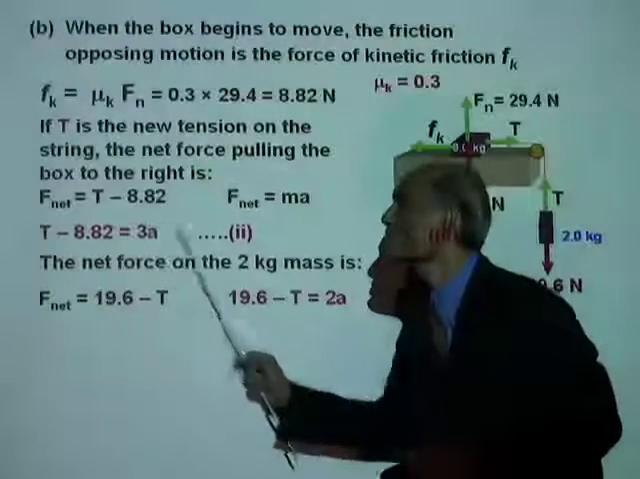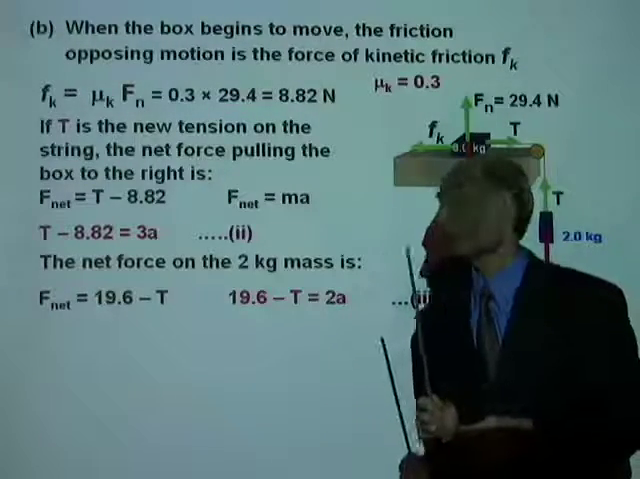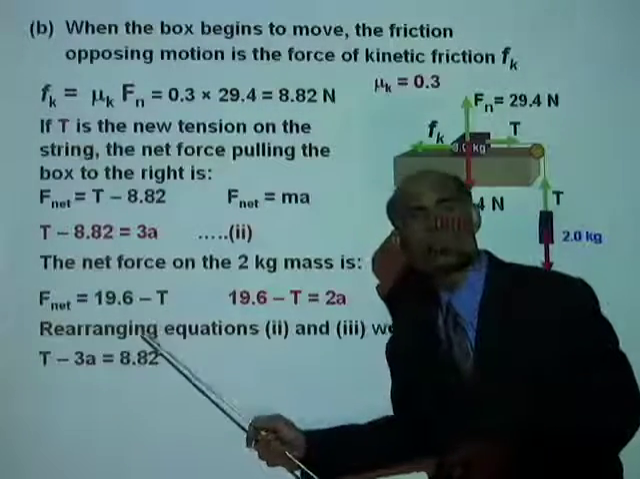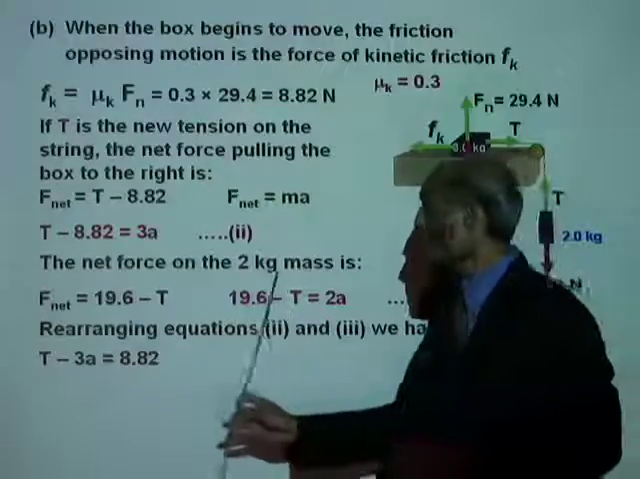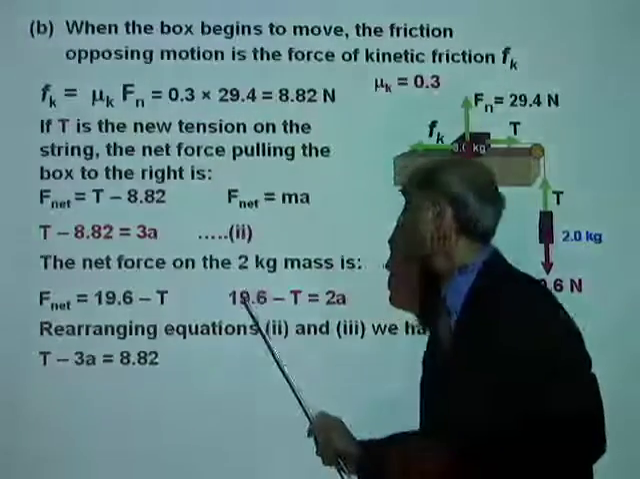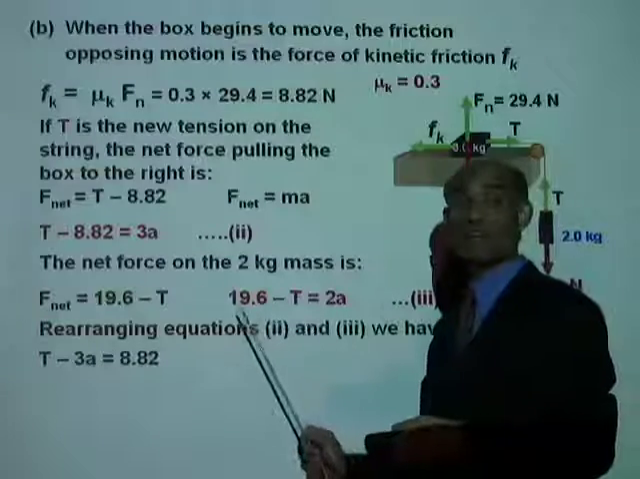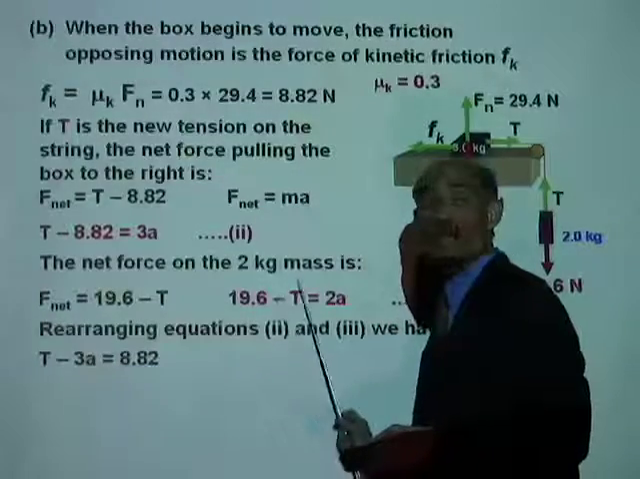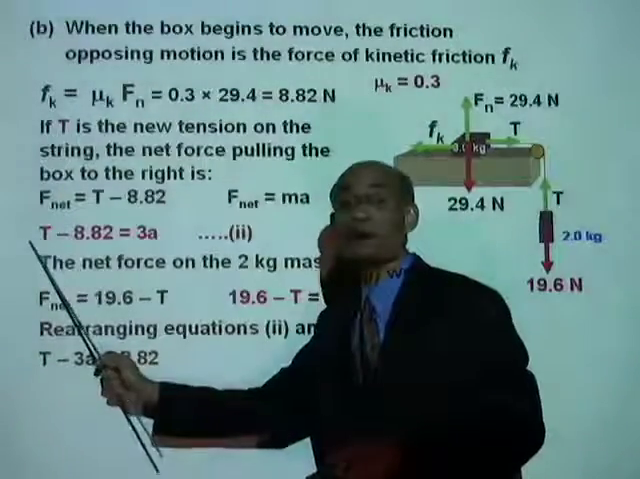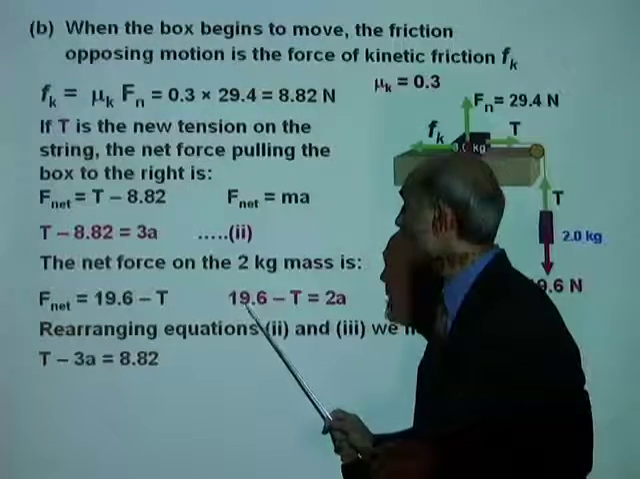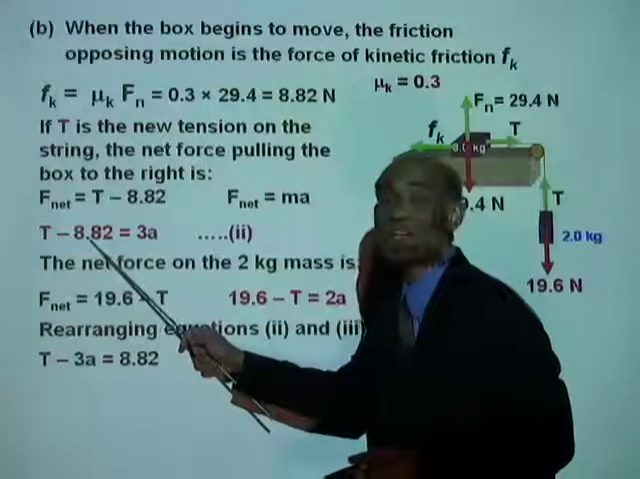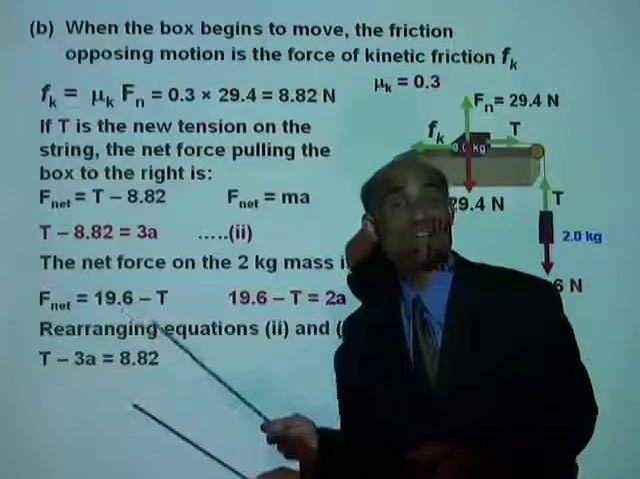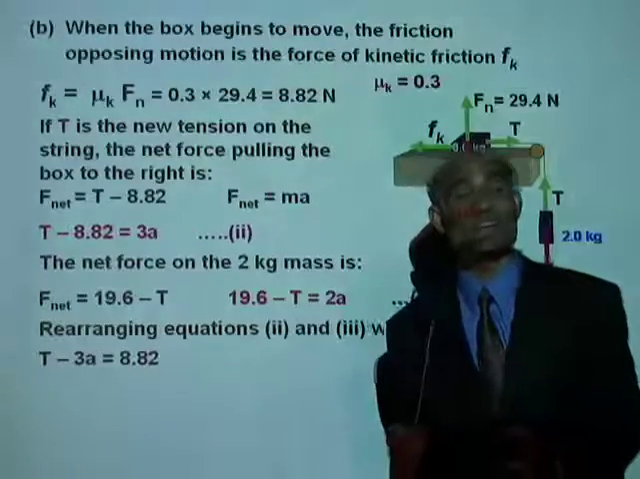Can you solve these two equations quickly? Actually, you don't need to rearrange. If you add equation 2 and equation 3, adding the left hand sides, the negative T will cancel with the positive T. In other words, we will get 19.6 minus 8.82 equals 2a plus 3a, that is 5a. And you can calculate a right away.